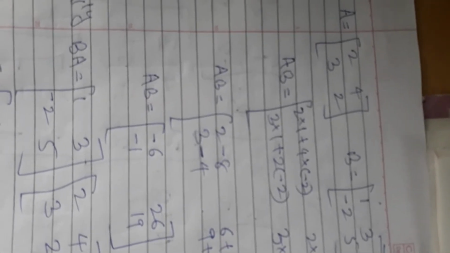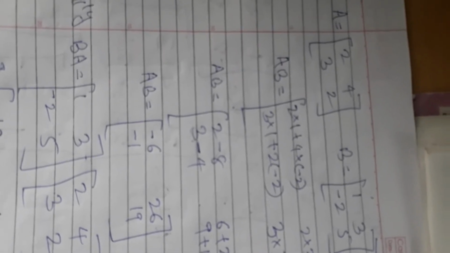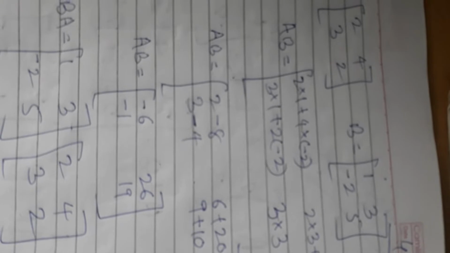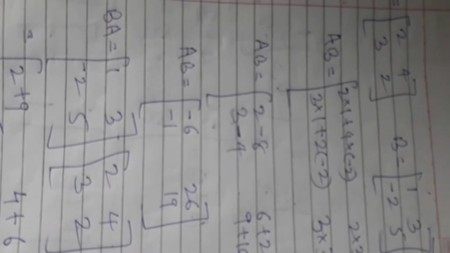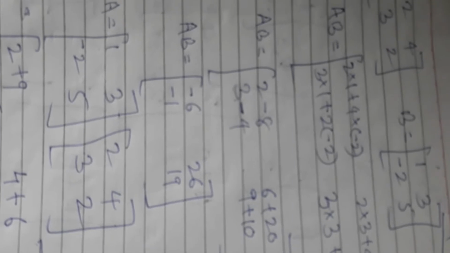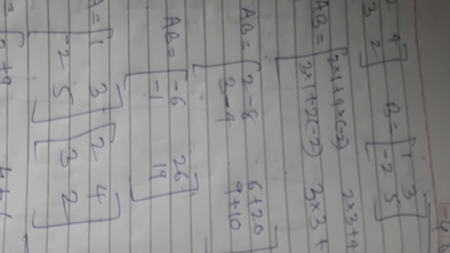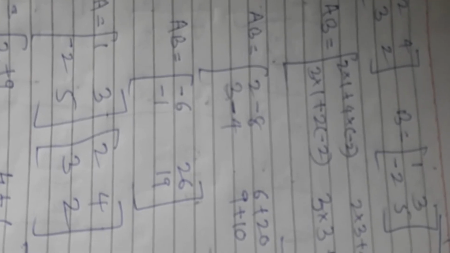Now, in the last class, I had told you to find AB as well as BA for each of the given matrices. You can just have a look here. I have solved this AB. I have multiplied first the matrix A with the matrix B, and when you multiply the matrix A with the matrix B, you get this result. The matrix AB that we have found is minus 6, 26, minus 1, 19.